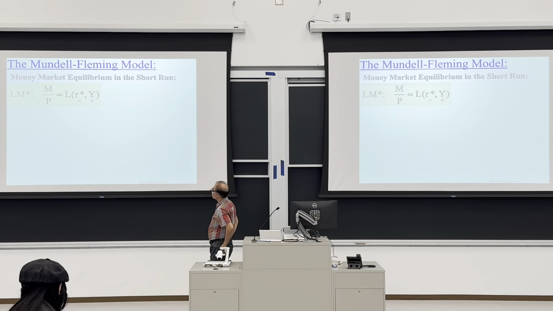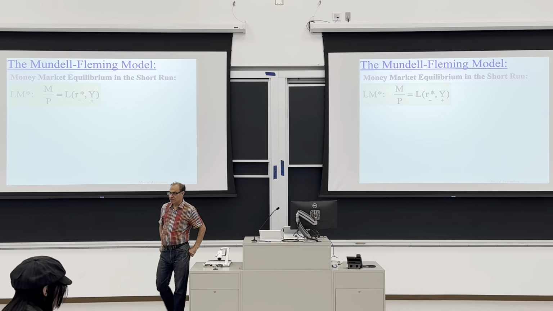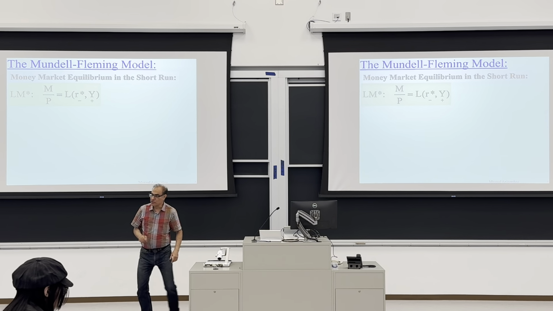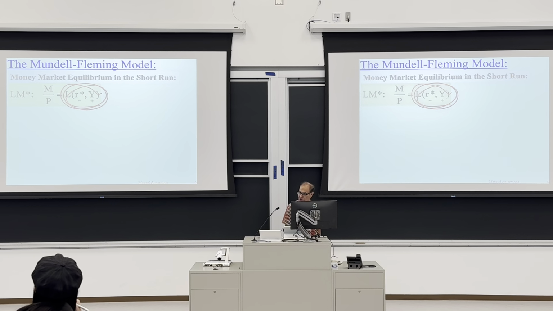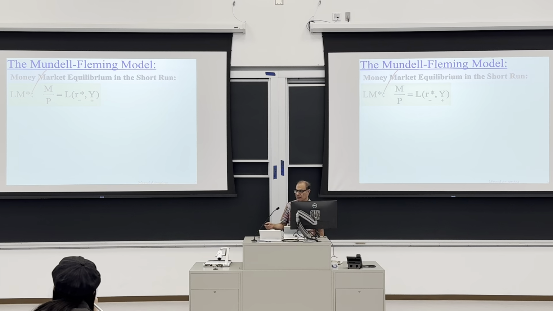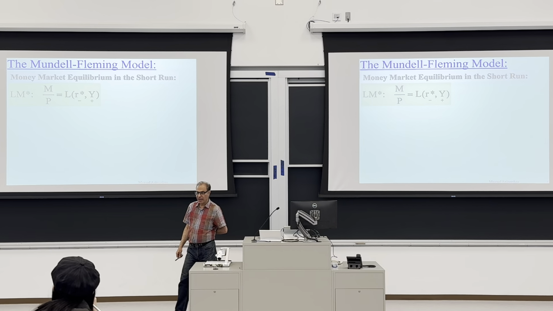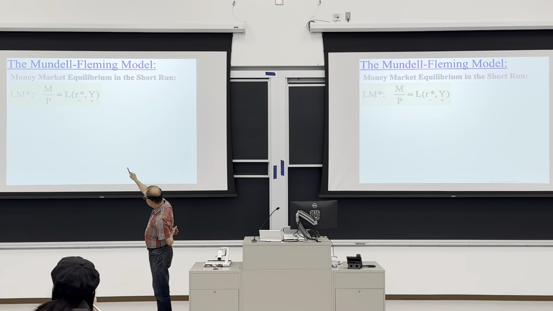How about this? Money market. Remember? Money market. This was what? This was demand for money, real money. This was supply of real money. You remember that? The same thing. So LM star. Okay. Why LM star? Because now R is not involved anymore. R star is involved.